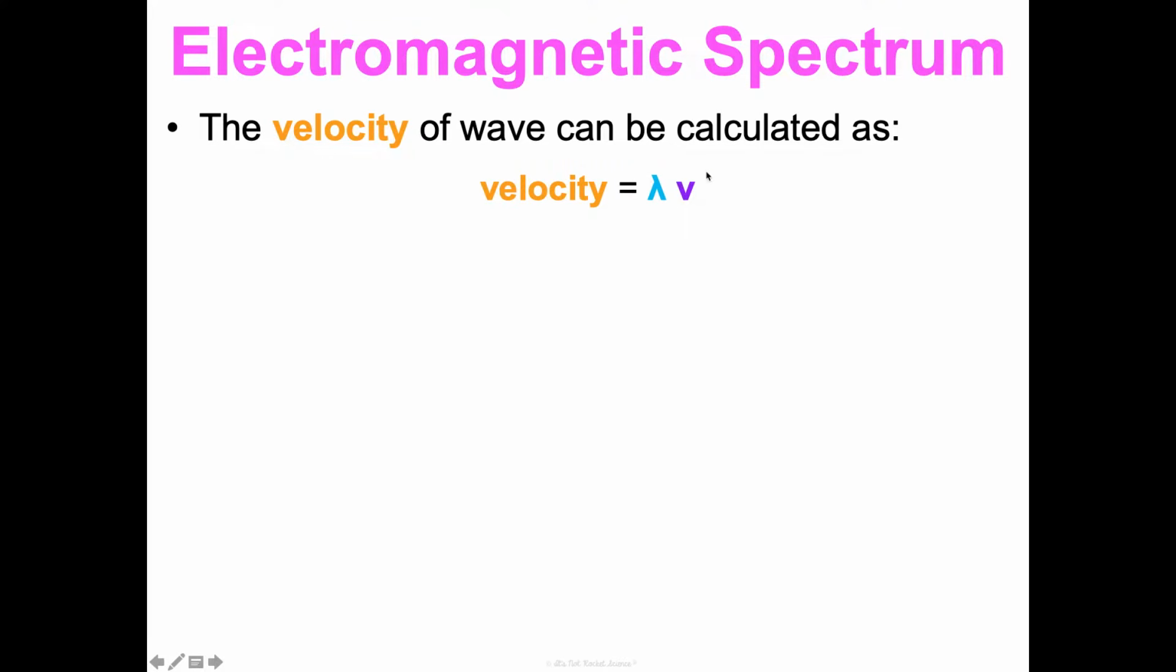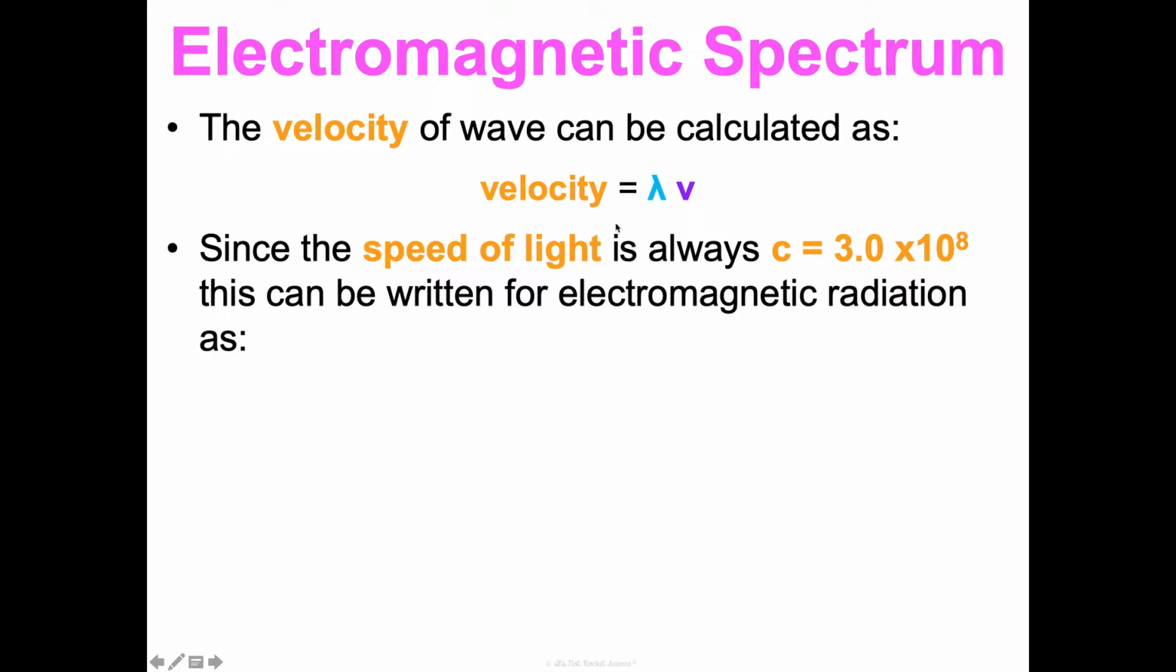That's that corrected symbol that we're using in chemistry. We're going to use this V to represent frequency. And like we said, that the speed of light is C equals 3.0 times 10 to the 8th meters per second, then we can rewrite this equation for electromagnetic radiation. So for electromagnetic radiation, C equals wavelength times frequency.